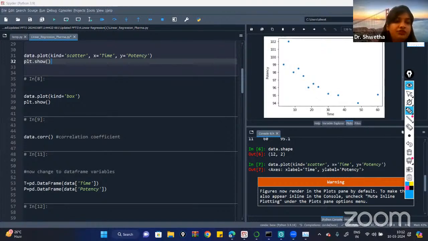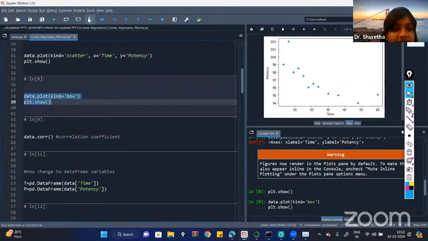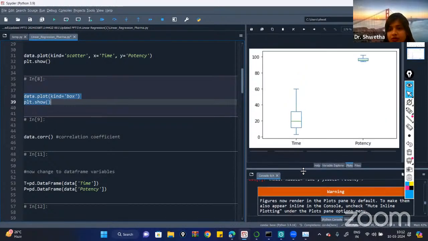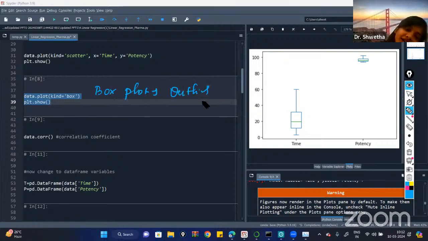Now, before that, we are plotting a box plot. This is the box plot. A box plot is plotted to find the outliers. Again, we are using the matplotlib library to see the box plot. Usually, a box plot is plotted to see the outliers in the data. What were outliers? As discussed yesterday, outliers are nothing but the extreme values.